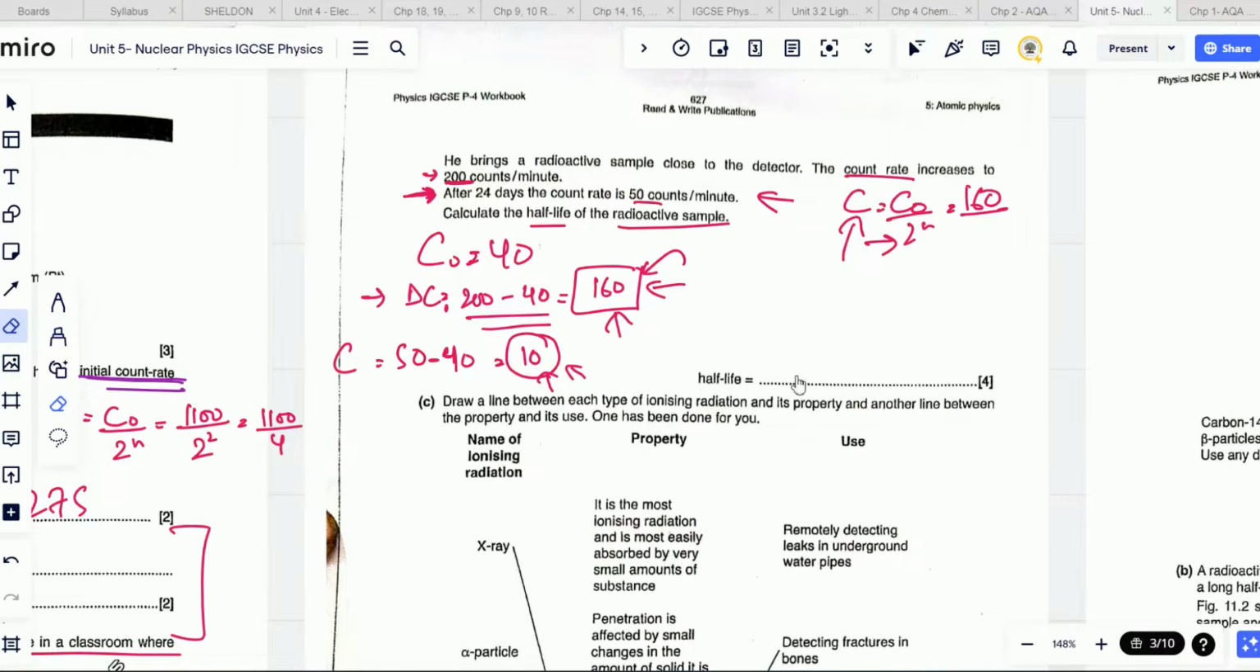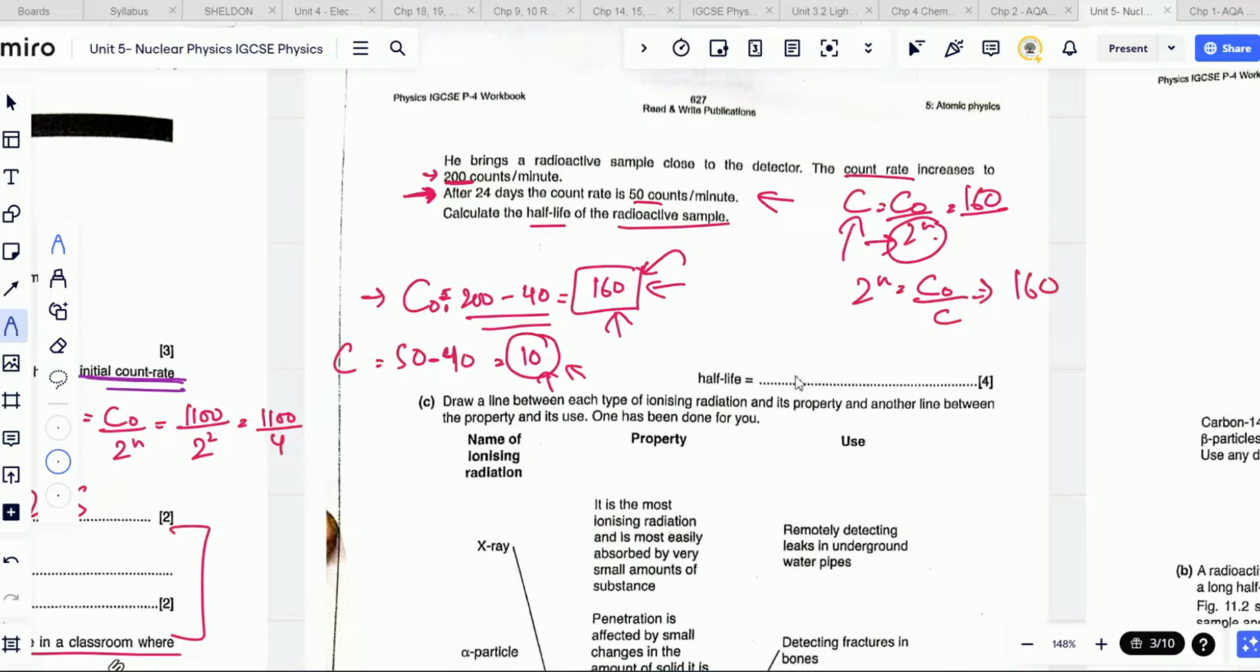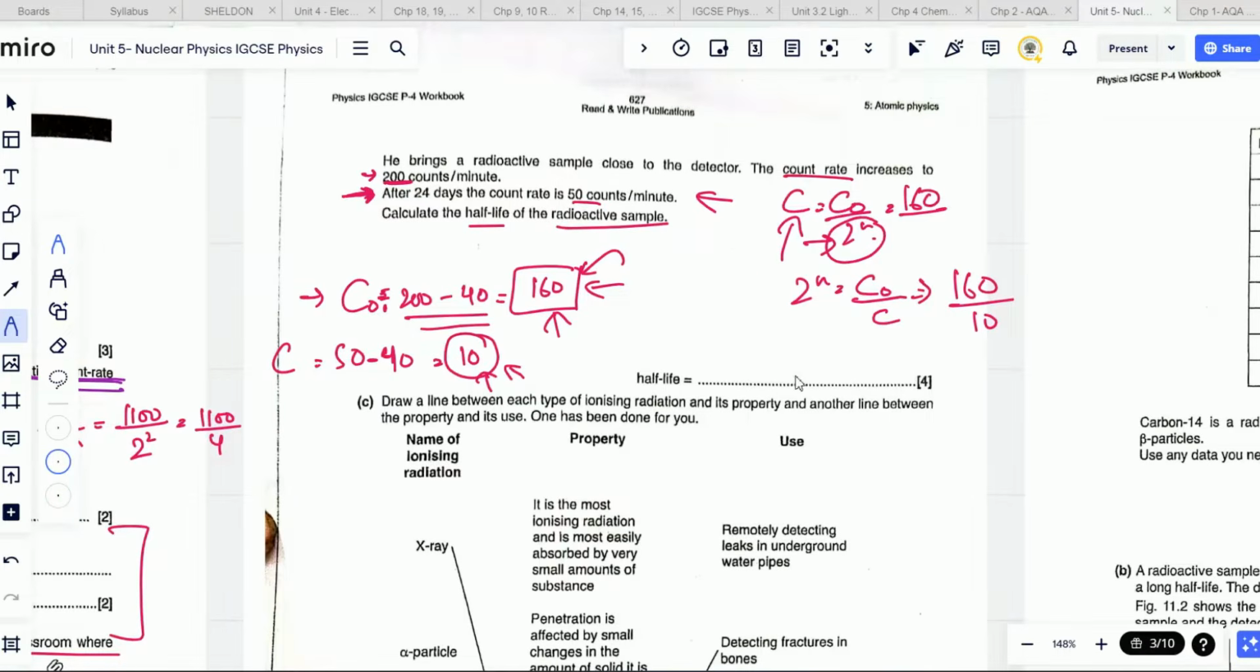Okay, so this is basically C, and this one over here is my C naught. So what do I do here? We are not using this. This goes to the left. This becomes 2 to the power n equals C naught over C, where I write 160 upon, in place of C I write 10. So what does this value give me? What is 160 over 10? It's 16.